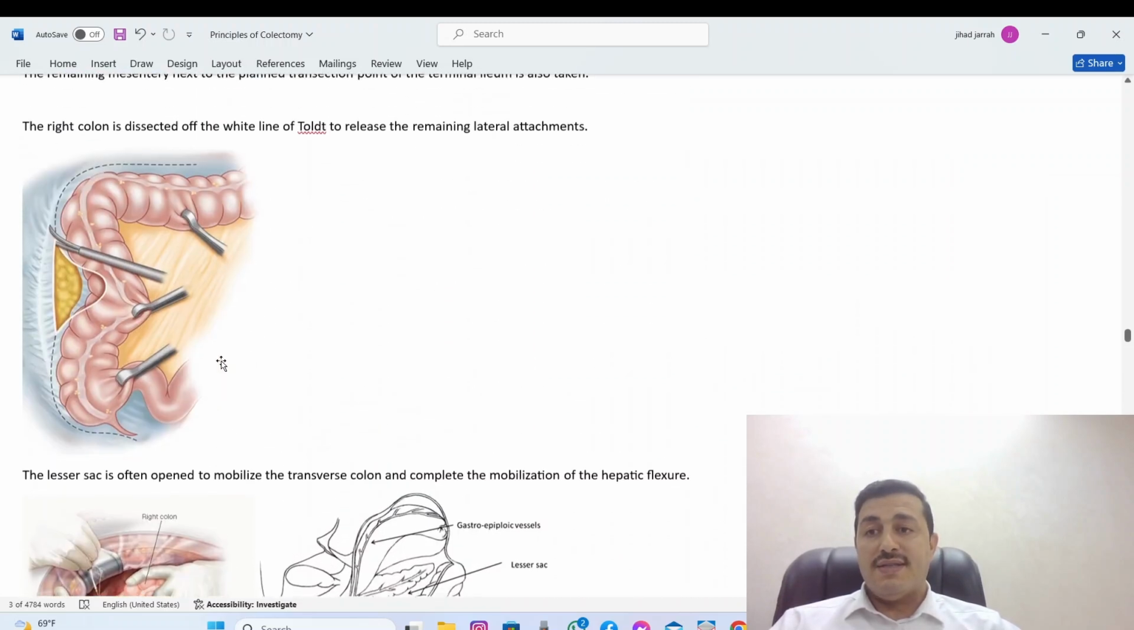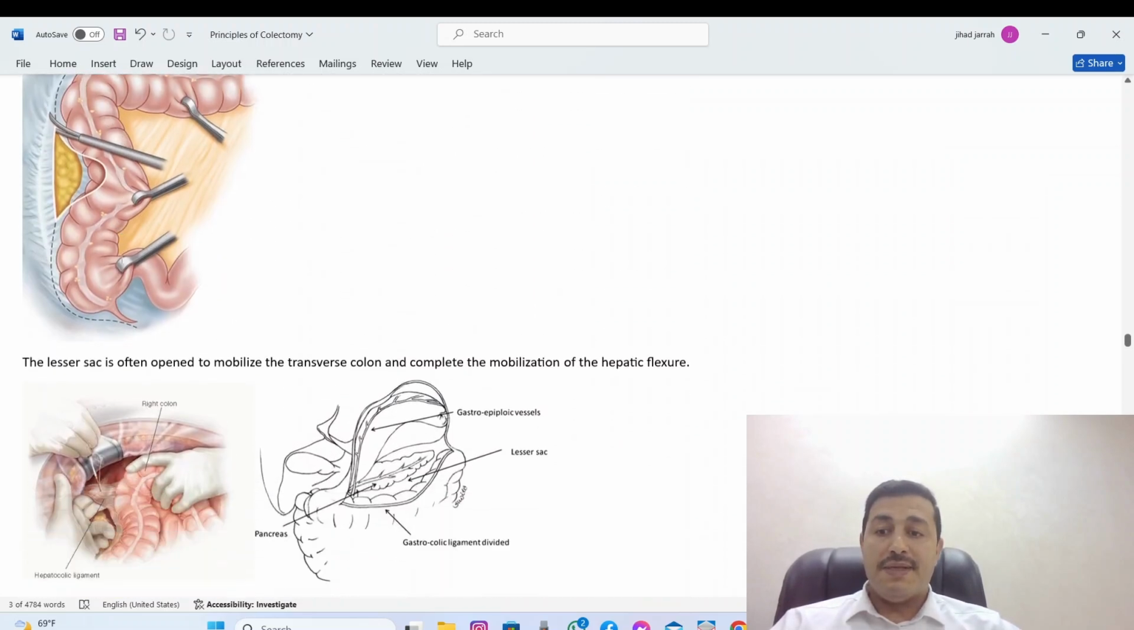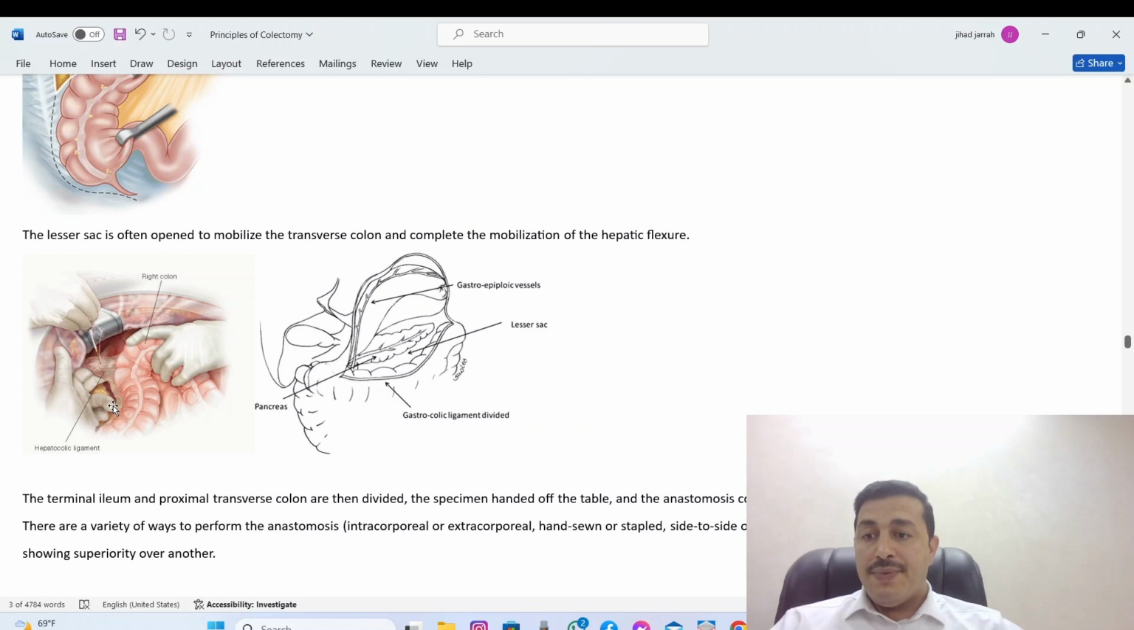One of the important steps also is to free the hepatic flexure. This is the hepatocolic ligament. They free it, and we will discuss it when we talk about the transverse colon tumor. Opening the lesser sac also helps me in identifying the vessels that supply the transverse colon. Actually, this is the lesser sac.